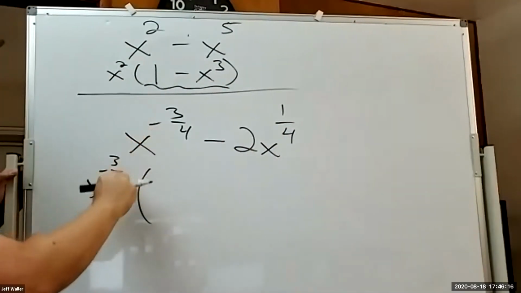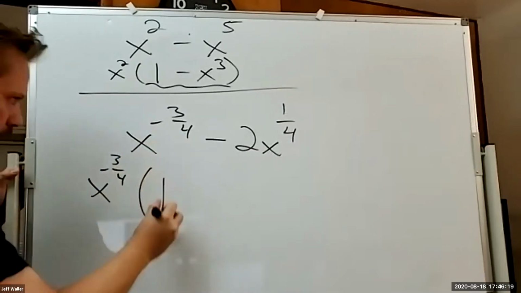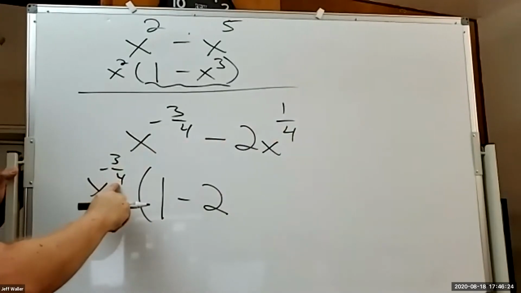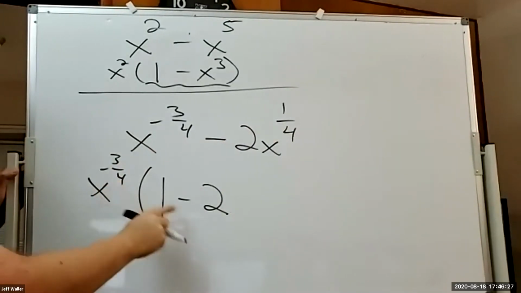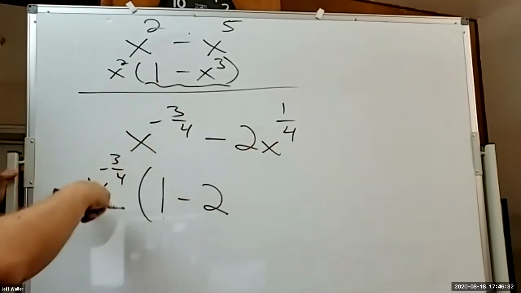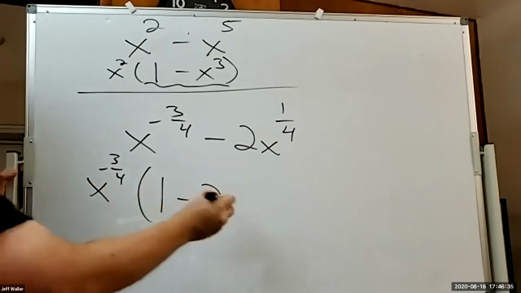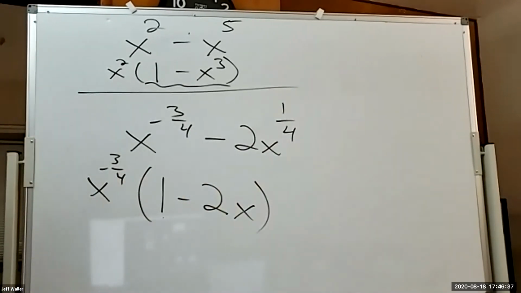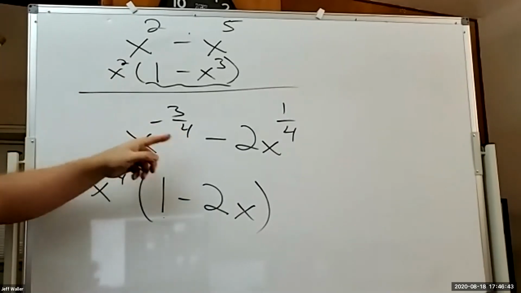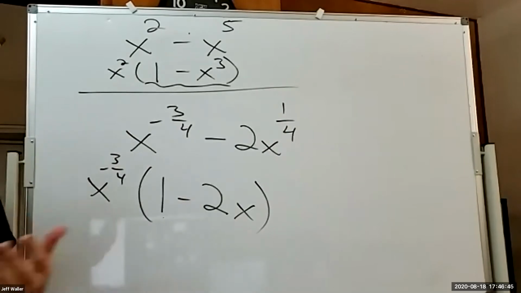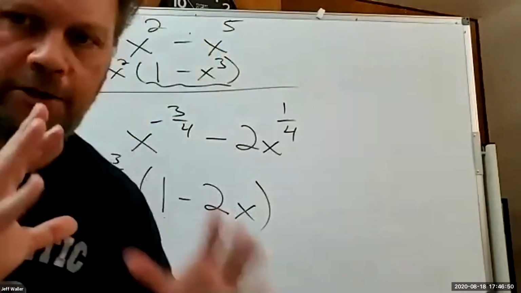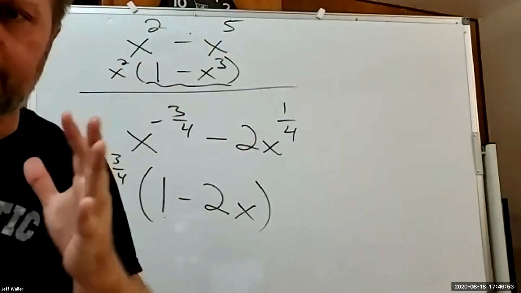I'm taking out a negative 3/4 power, so of course this is going to be 1 minus 2. What's 1/4 minus negative 3/4? Just 1. So what you do doesn't change. We're just not used to seeing fractions and negatives, but the process doesn't change, only the parts that are in there change. The basic idea doesn't change.